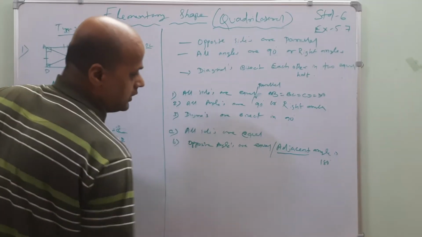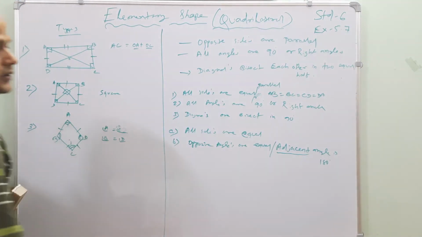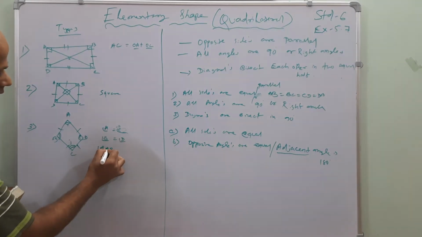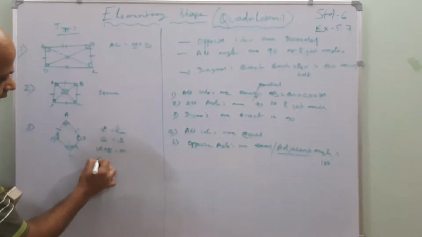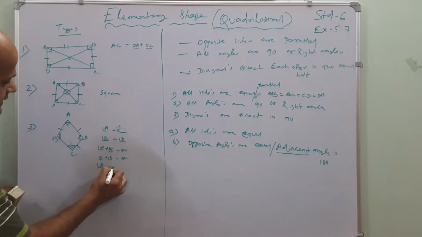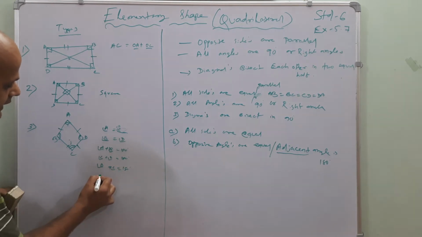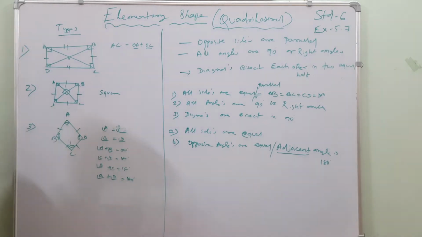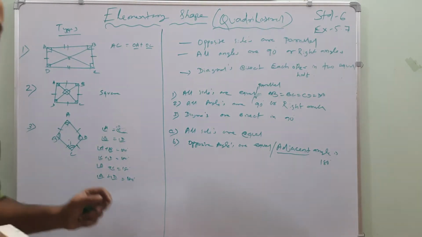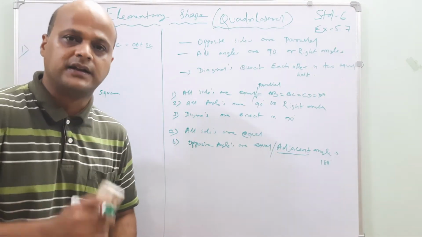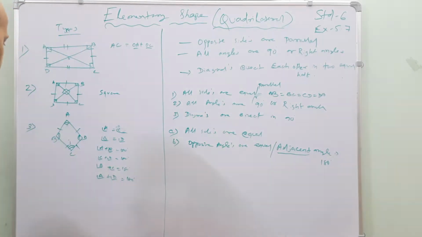Understood, my dear friends? Again, the term here is adjacent angle. Which one is the adjacent angle? The side angles. Angle A plus angle B is equal to 180 degrees. Angle C plus angle D is equal to 180 degrees. Angle B plus angle C is also 180 degrees, and angle A plus angle D is equal to 180 degrees. Like this, the adjacent angles. What is the meaning of adjacent angle? The adjacent angle is nothing but the side angles. Understood, my dear friends? Okay, very good.